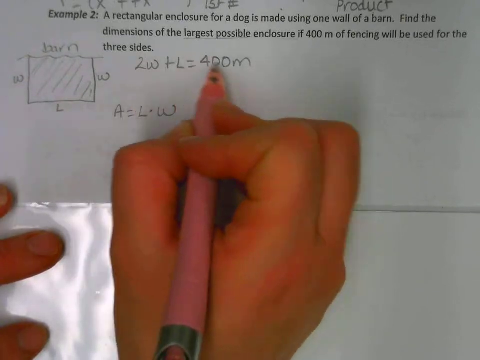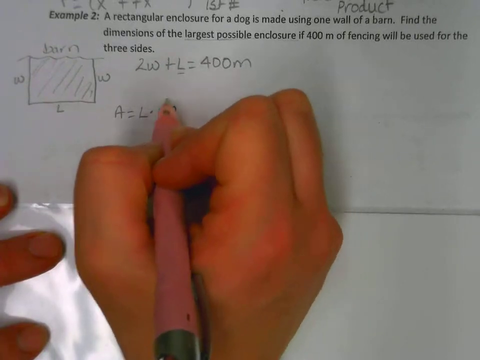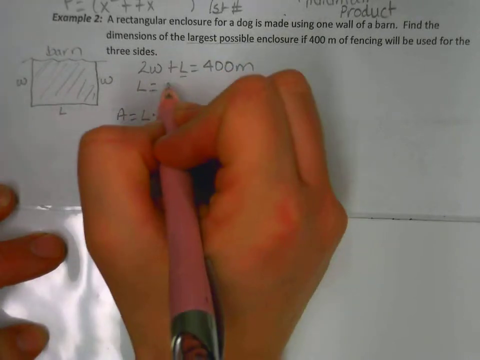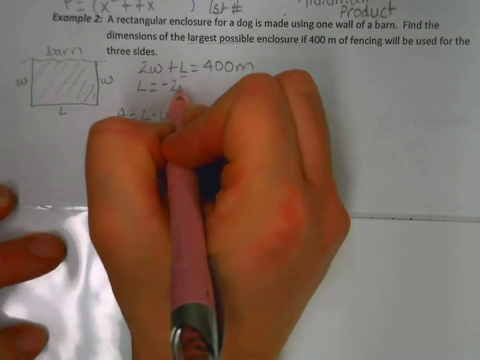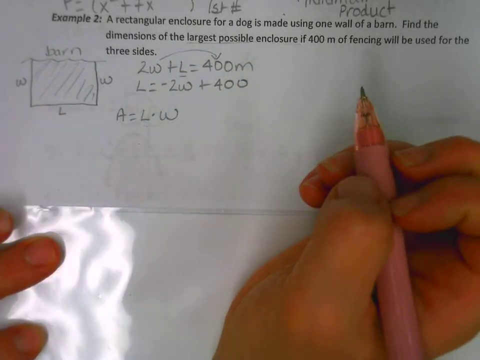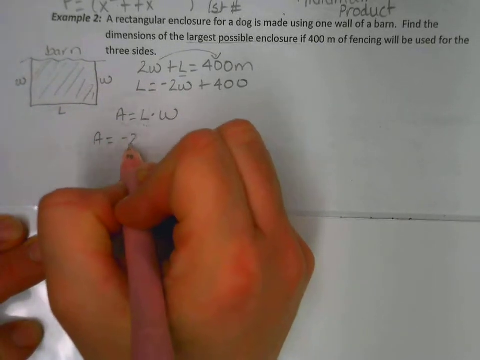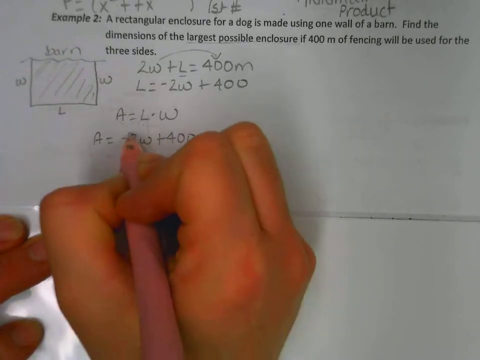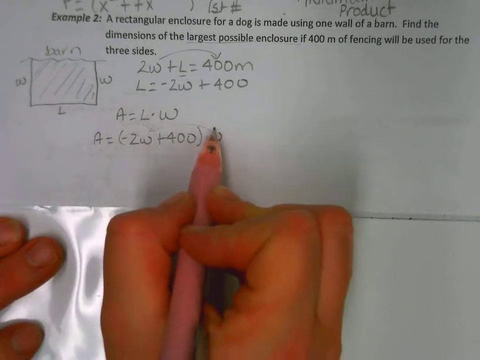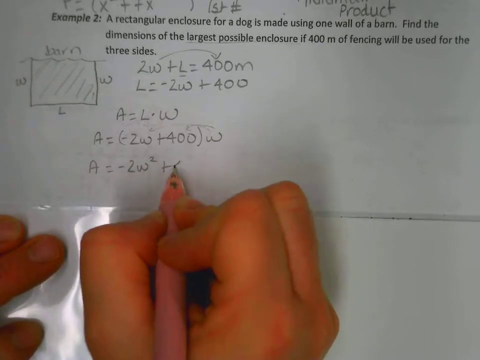So I'm going to rearrange this equation by solving for the length, and then I'm going to write that expression and replace it for length in this area formula. Length is really going to be negative 2W, because I'm bringing 2W to this side, plus 400. So I'm now going to replace my length in my area formula with negative 2W plus 400, and then we need to multiply that by the width. I'm going to run this through my set of brackets, and my area is going to be negative 2W squared plus 400W.